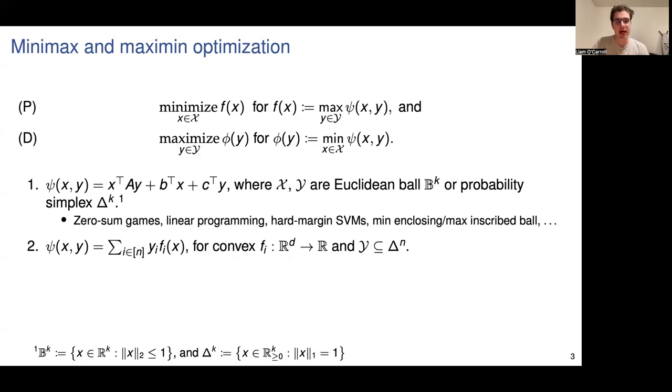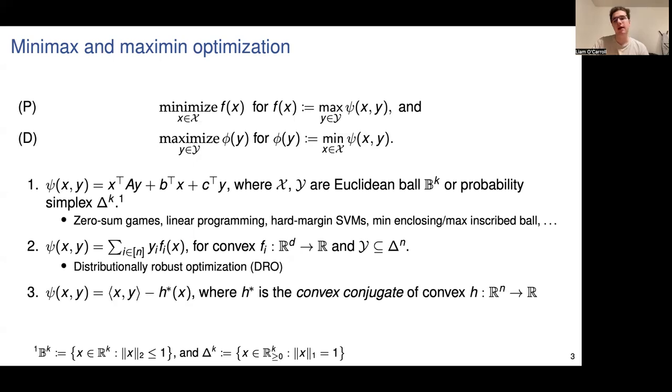Another example is where psi is given by a weighted average of a set of n functions f_i evaluated at x. Here, the dual constraint set is a subset of the simplex. In particular, this encompasses a variety of distributionally robust optimization problems.